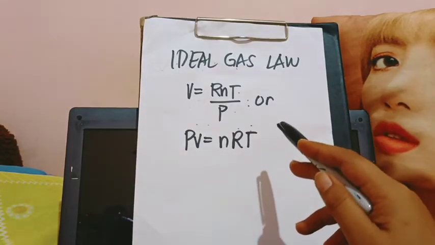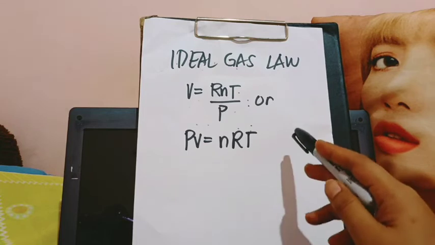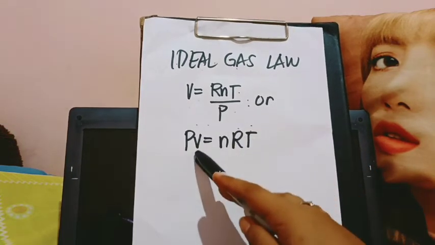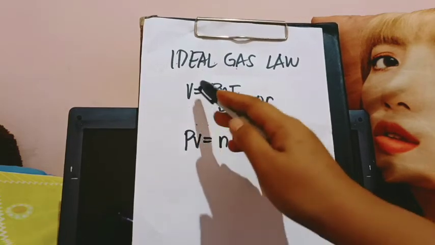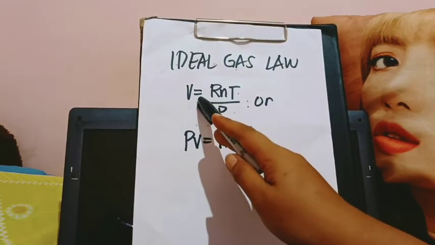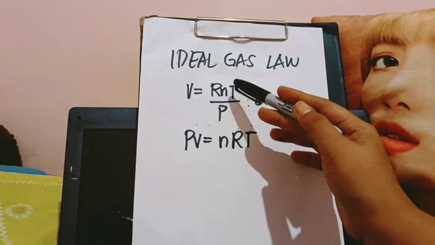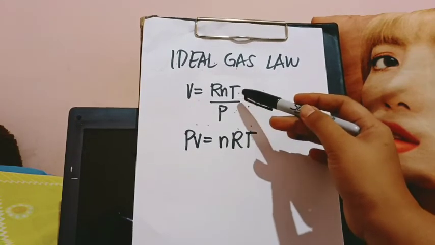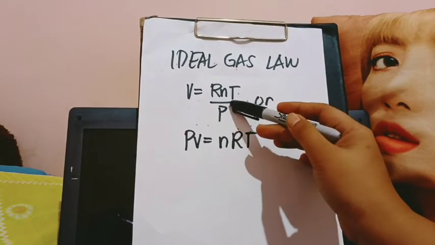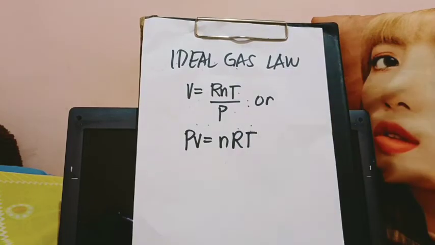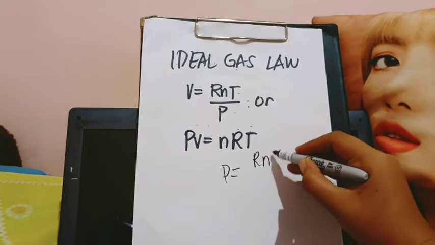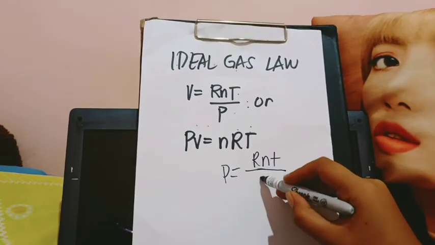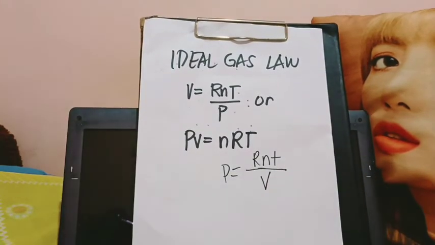So this is the working formula for the ideal gas law. Let's just remember that PV is equal to nRT. For example, if V is missing, V is equal to nRT divided by P. If P, the pressure, is the one missing, then P is equal to nRT divided by V. So that's all.